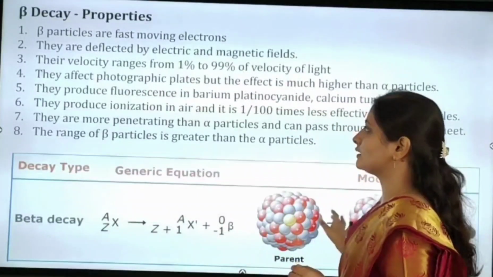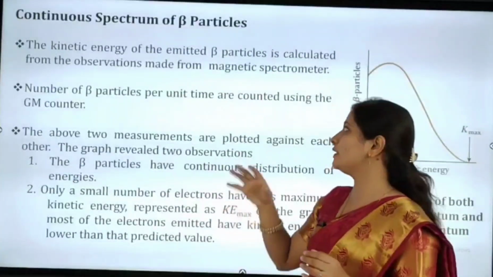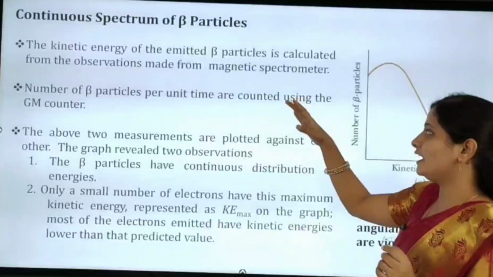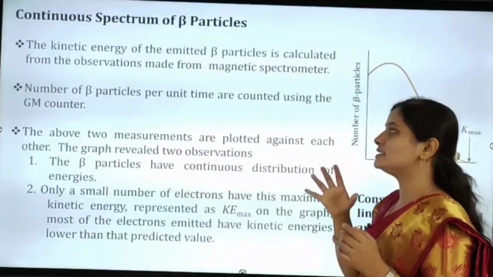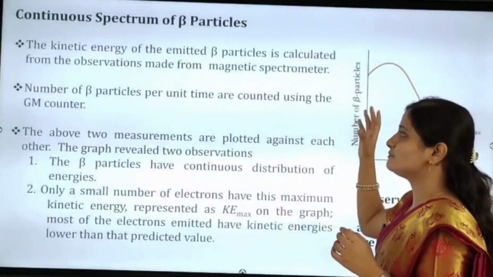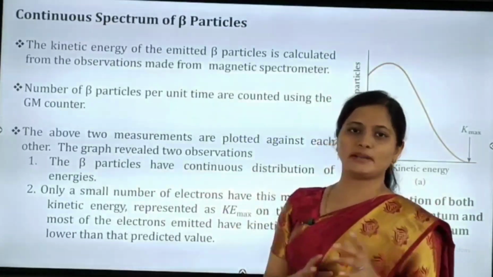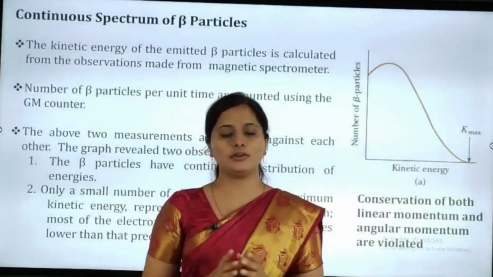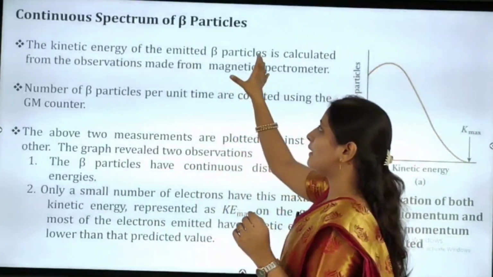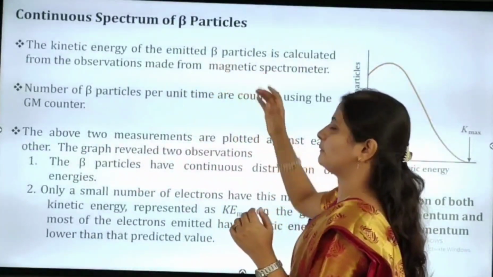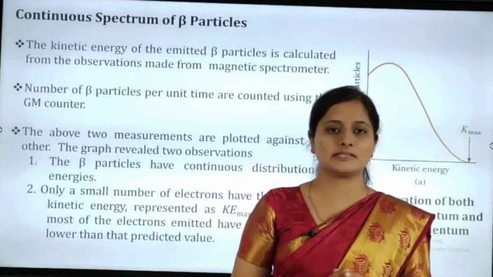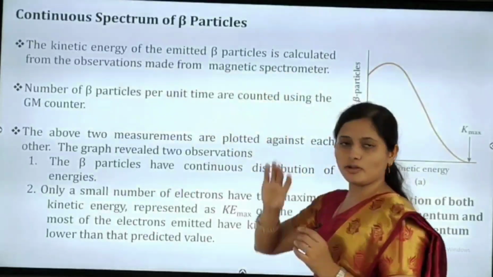Next, we'll move to the continuous spectrum of the beta particle. The kinetic energy of the emitted beta particle is calculated from the observations made from the magnetic spectrum. First we should know what a spectrum is. A spectrum is nothing but a band of colors. One band of colors we can call a spectrum. Here our beta particle has a continuous spectrum. In one spectrum, our beta particle is continuously present, so we call this the continuous spectrum of the beta particle.